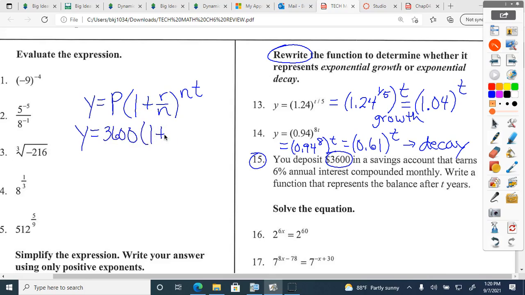1 plus. R is my rate. What's my rate? 0.06. N is how many times you're compounding it. 12. We're doing it monthly, so there are 12 months in a year. 12t. So all we're going to do, y equals 3,600 times what goes in that parentheses. What's 1 plus 0.06 divided by 12?